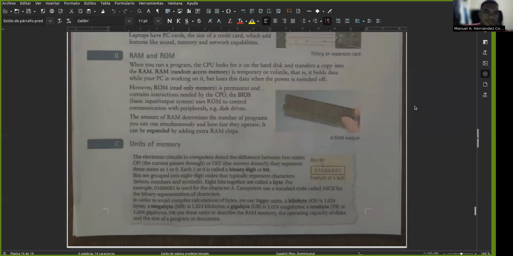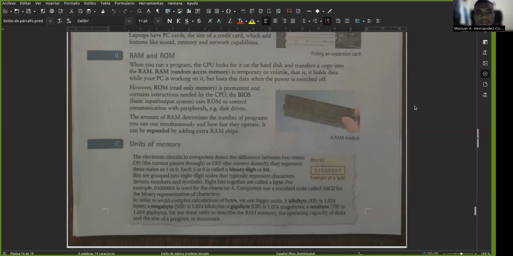Run and roam. When you run a program, the CPU looks for it on the hard disk and transfers a copy into the RAM. RAM, random access memory, is temporary or volatile. That is, it holds data while your PC is working on it, but loses this data when the power is switched off. However, ROM, read-only memory, is permanent and contains instructions needed by the CPU.